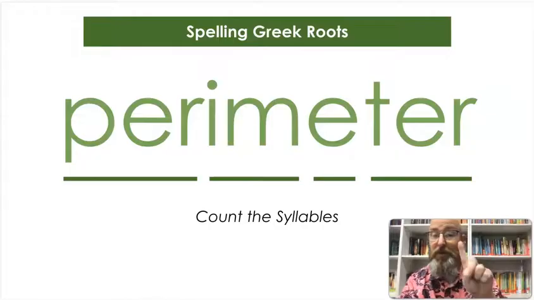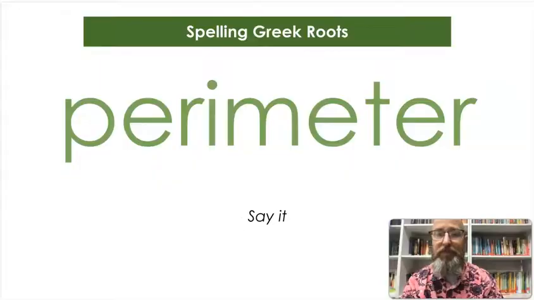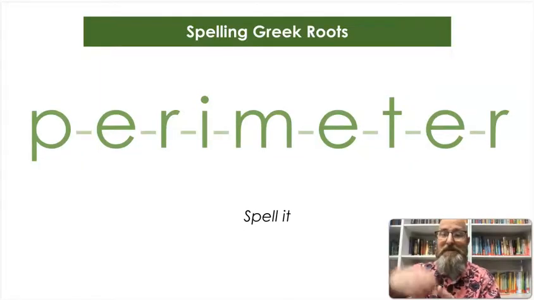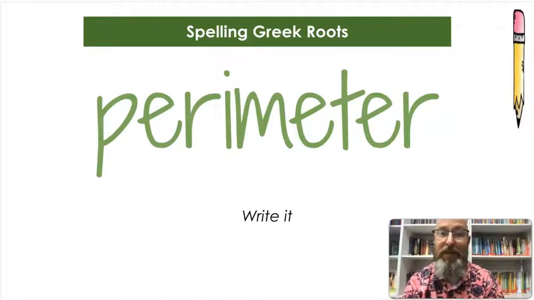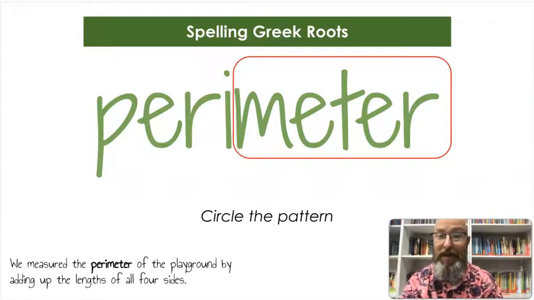Let's count the syllables. Perimeter. Let's say it. Spell it. P-E-R-I-M-E-T-E-R. Perimeter. And let's write it. P-E-R-I-M-E-T-E-R. And let's circle that pattern, that root meter. We measured the perimeter of the playground by adding up the lengths of all 4 sides.